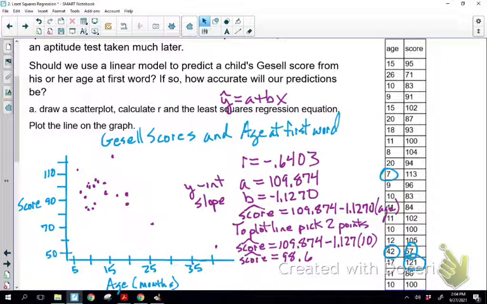Let me change color so it stands out. And I plug in, let's say 17. It's up to you. Nothing magical about what x values you pick. And I get 90.7. Let's make a dot for that guy, and we will call it a day on this video.